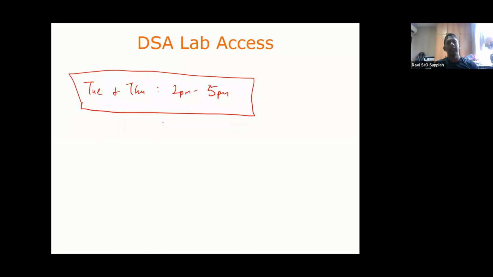But other than that, do not go in other time slots because your other batchmates will be there, using it. We need to be mindful of the safe distancing and the limit that we have in terms of number of students. So stick with your timing.